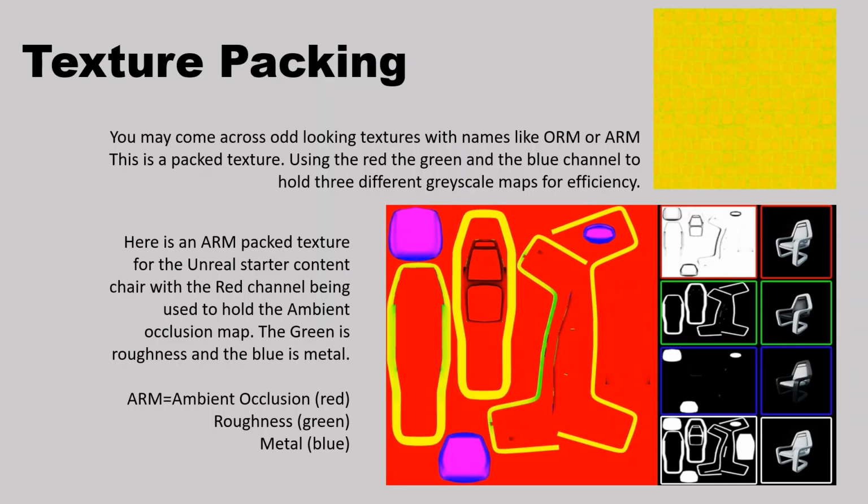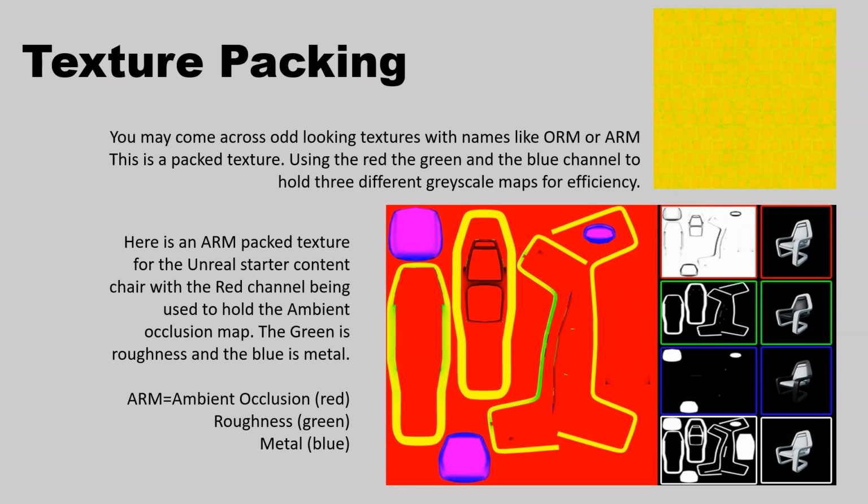You might come across some weird looking textures with names like ORM or ARM. All this is a packed texture. And that means that especially with game engines, we really want to draw from the texture maps as few times as possible. Every time it's got to go look at a texture, it's slowing you down a little bit. And if you have hundreds of objects with thousands of textures in your scene, it's just going to drag. But one of the ways to get around that is to texture pack.